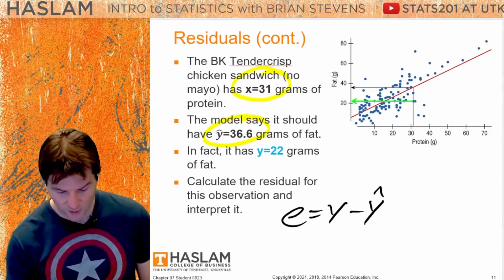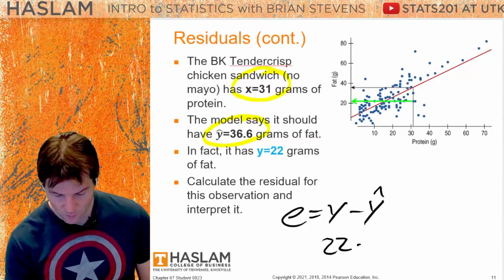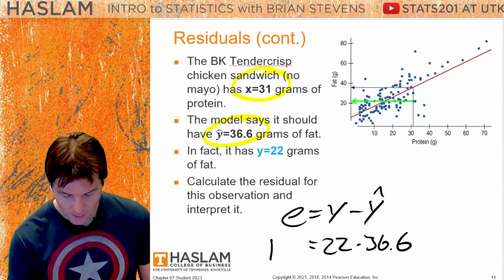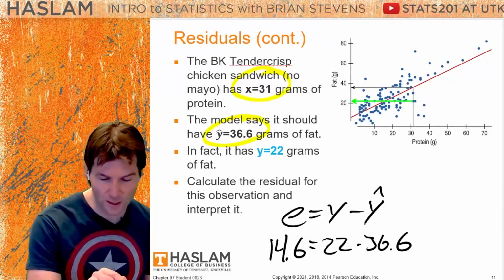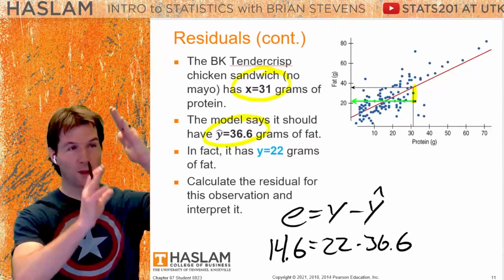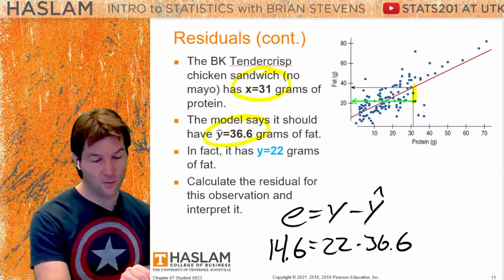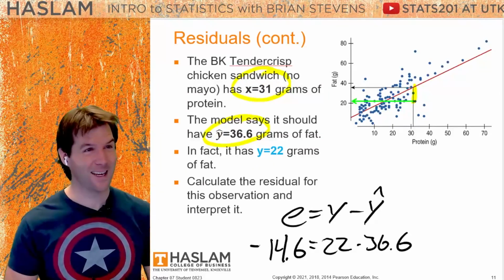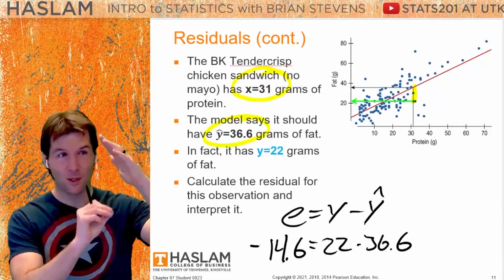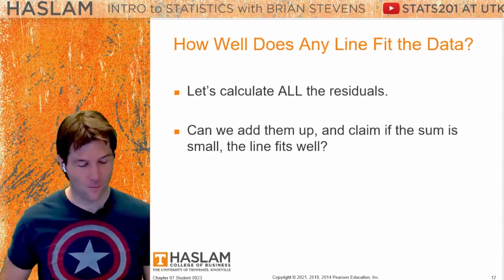We go here and we solve out. We say 22 minus 36.6, and that once again is going to be negative. And this is confirmed if you look at it visually right here, because the point is below the line. So since it is below the prediction, the residual is going to be negative 14.6. Make sure to put the negative right there because it is below what it was predicted to be.